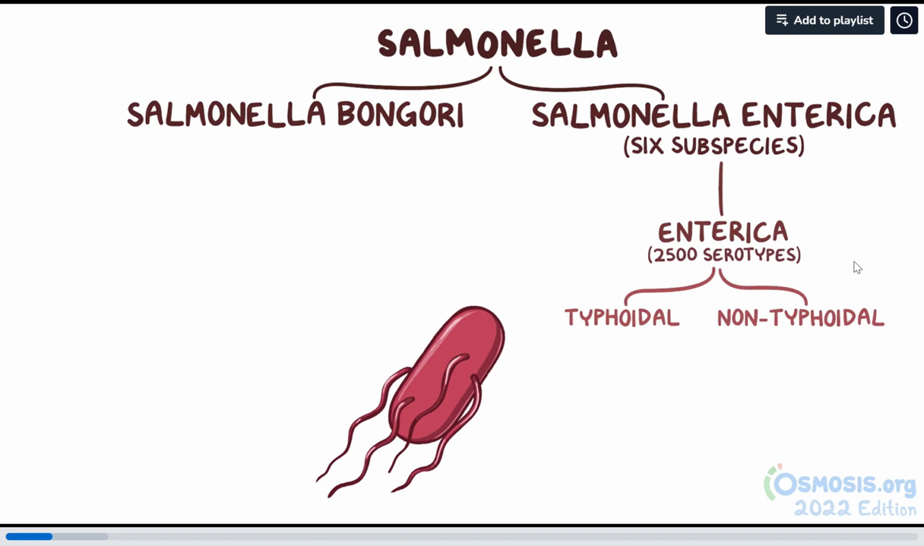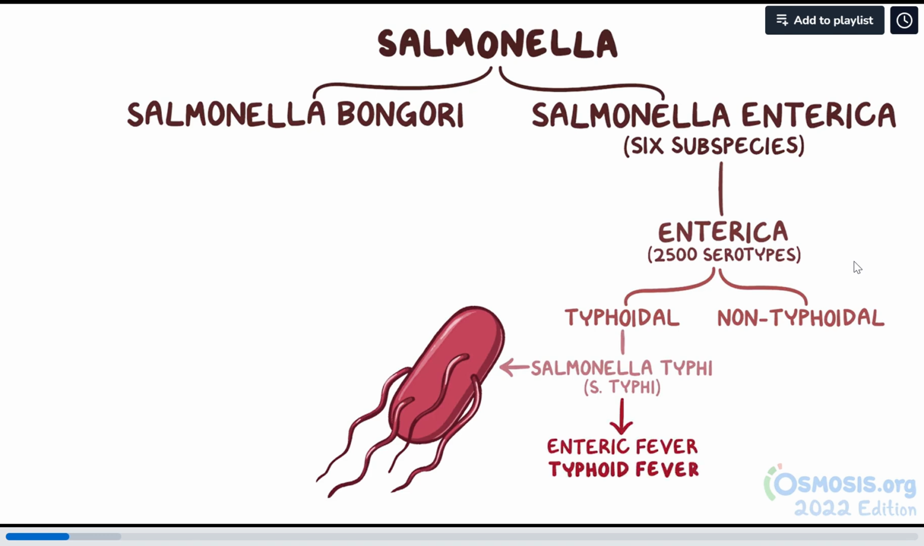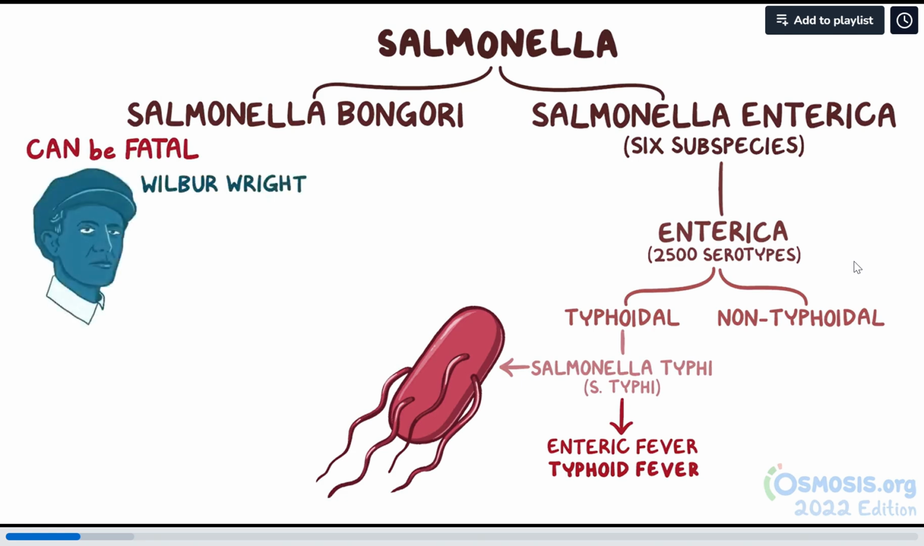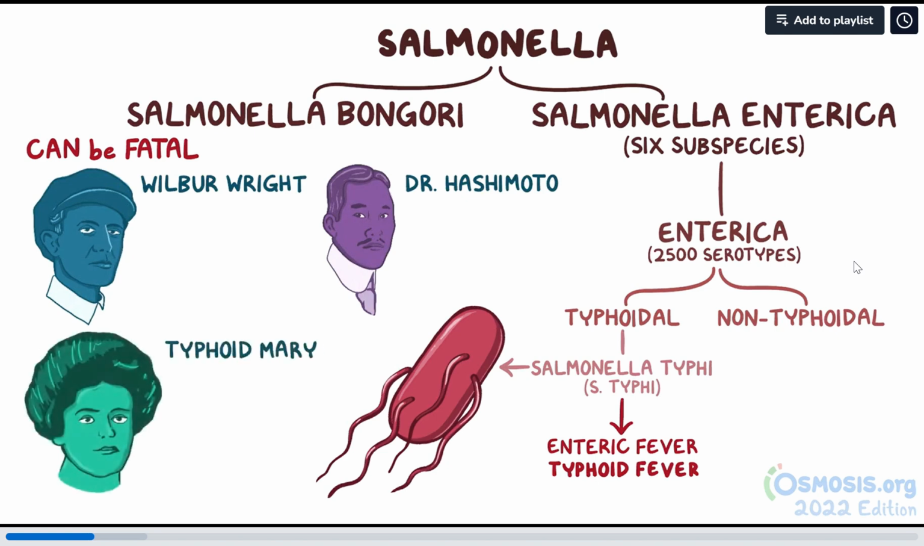The typhoidal group, which includes serotype Salmonella typhi, or S. typhi, specifically infects humans and causes enteric fever, which is more commonly called typhoid fever. If left untreated, it can be fatal, and throughout history has been the cause of death of aviator and engineer Wilbur Wright, one of the Wright brothers, Dr. Hashimoto, who was the first to describe Hashimoto's thyroiditis, and several people in New York City infected by Typhoid Mary, the first documented asymptomatic carrier of the disease in the United States.